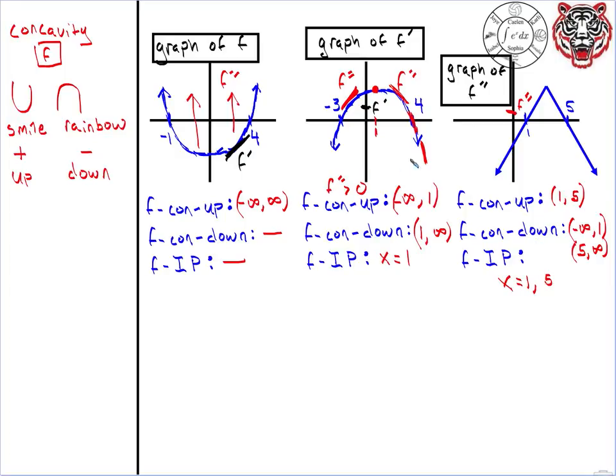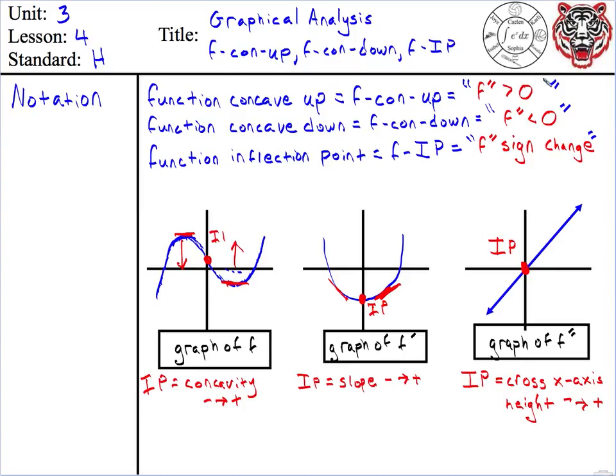So really, everything that we're doing here came from our definition. This is the most important thing that we were doing today. Concave up means f double prime is greater than 0. Concave down, f double prime is negative. IP, inflection point, f double prime has a sign change.